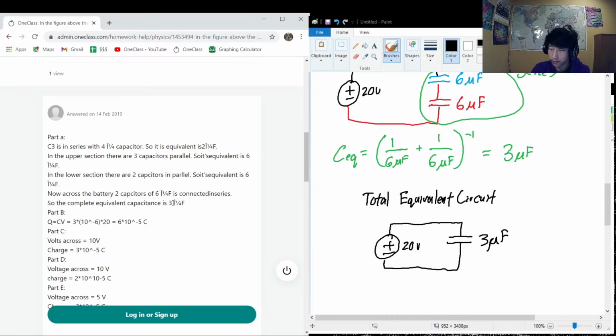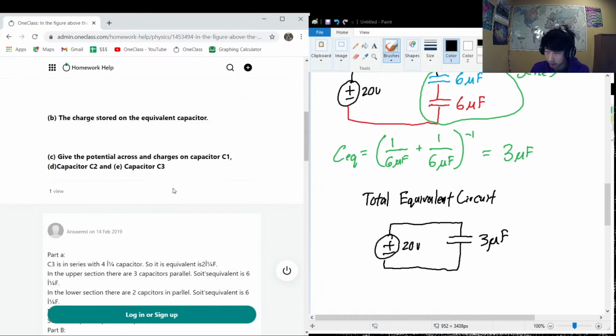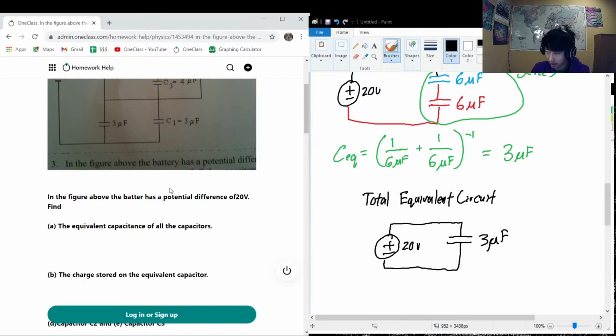Don't worry about this unit, the 1/4 thing. That's supposed to be micro, like the Greek letter mu, but I guess there are some technical issues that are not making it appear properly. Have no fear, we can still understand what it means.